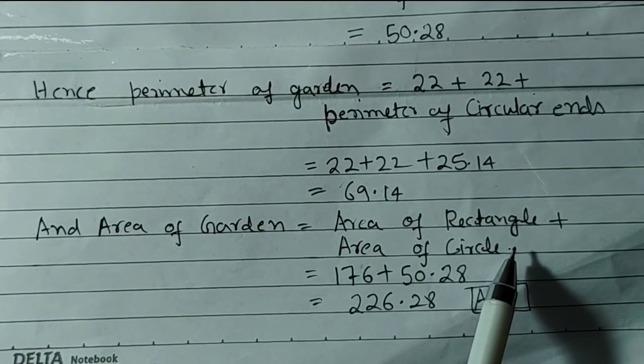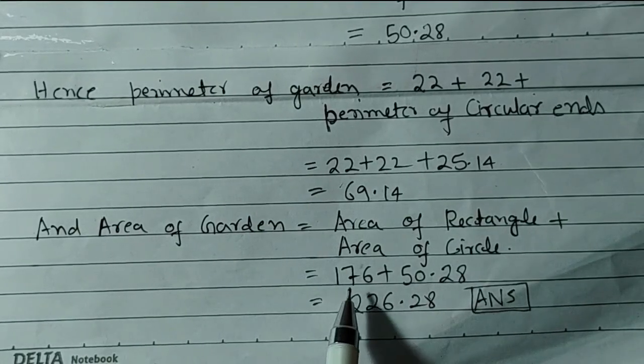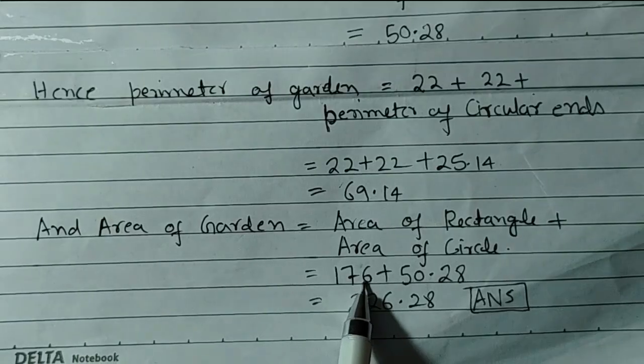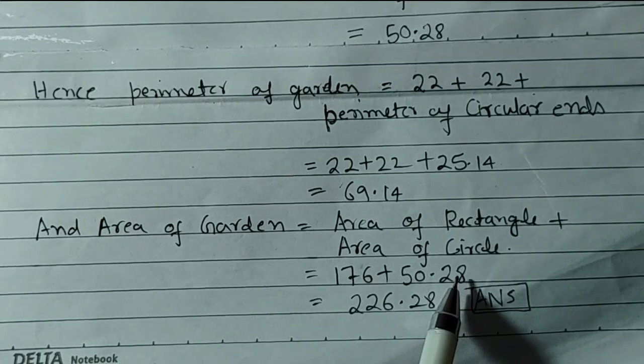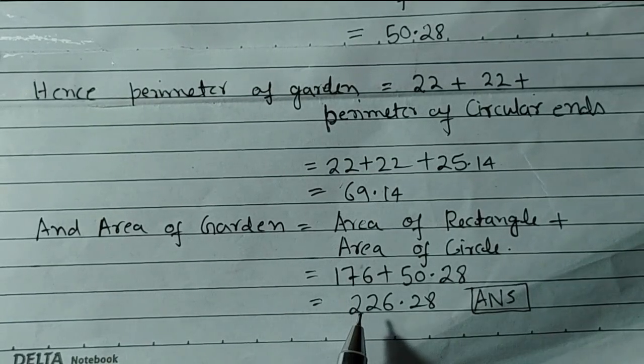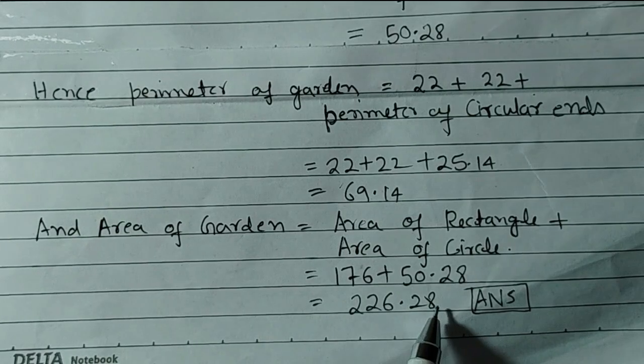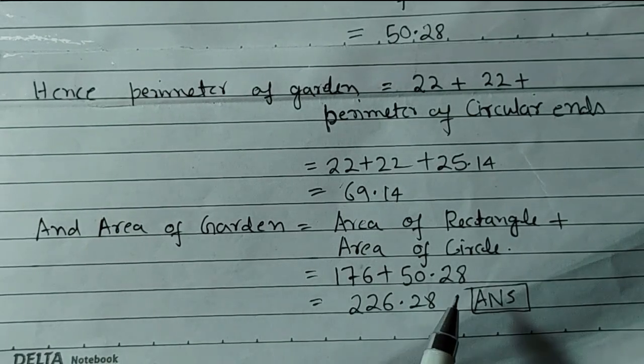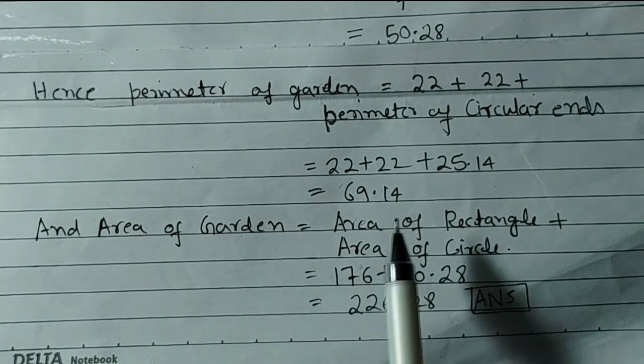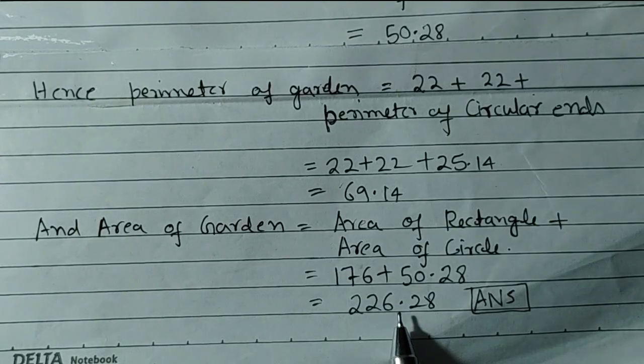And area of the garden will be equal to area of the rectangle plus area of the circle, which is made up of two semicircles. It is 176 plus 50.28, that is equal to 226.28. So this is the final answer. Area of garden is 226.28. This is our answer.